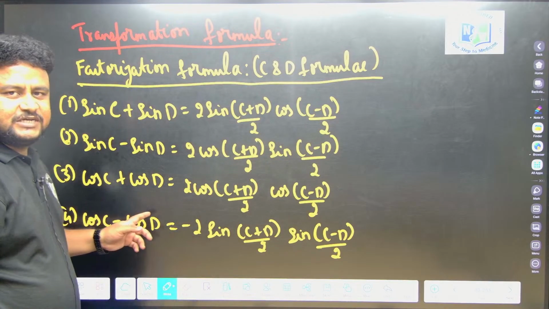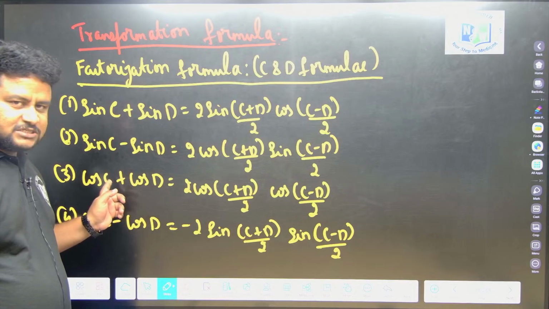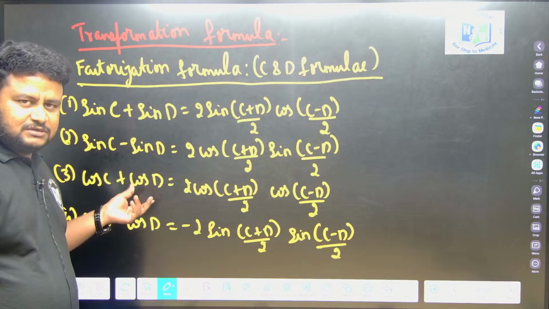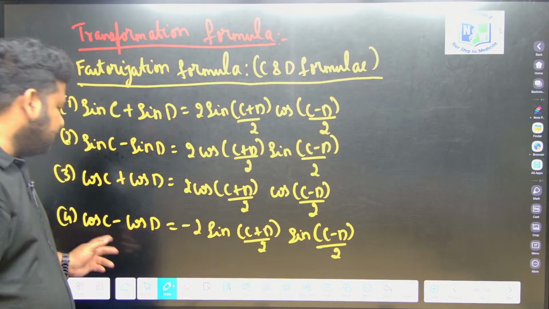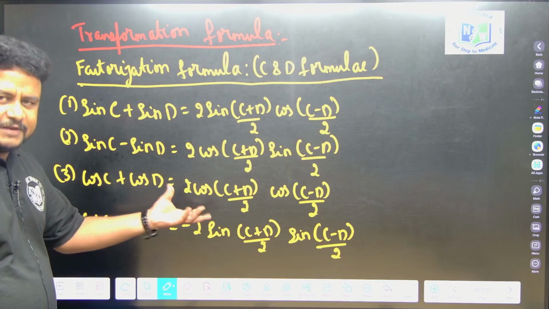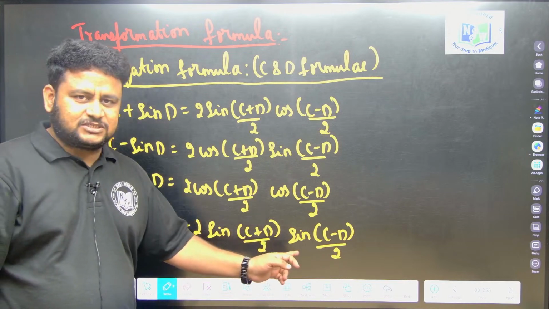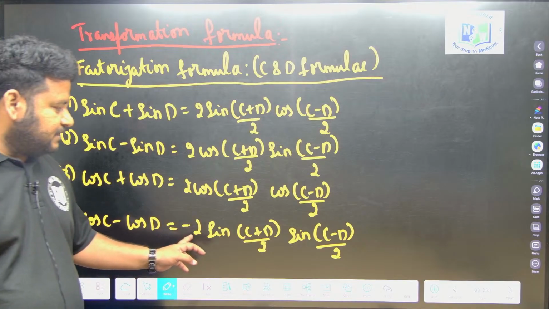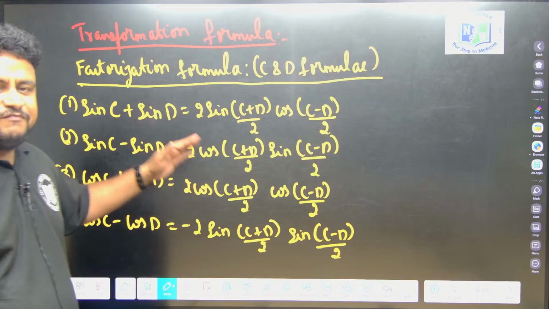Cos C plus cos D: I told you cos does not like to combine with sin. So cos plus means it takes cos itself: 2 cos (C plus D)/2 cos (C minus D)/2. If you have cos C minus cos D, minus means it will bring sin. So this becomes 2 sin (C plus D)/2 sin (C minus D)/2 along with the negative sign. Cos C minus cos D is minus 2 sin (C plus D)/2 sin (C minus D)/2. These are the factorization formulas.